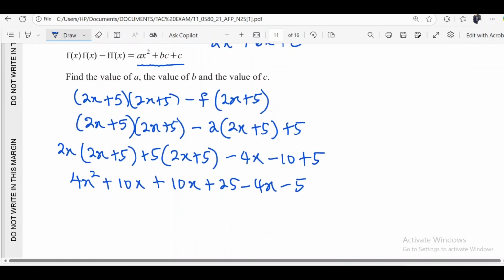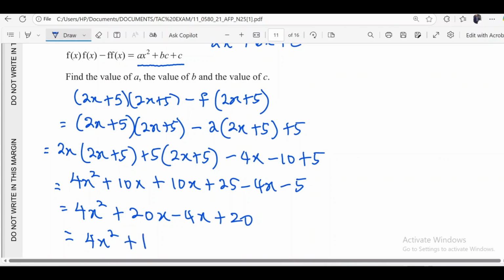Okay, and then when we add this, we are going to have 4x squared plus 20x minus 4x. Then 25 minus 5, so that we have plus 20. So finally we have 4x squared plus 16x plus 20. So this is how it's meant to be.